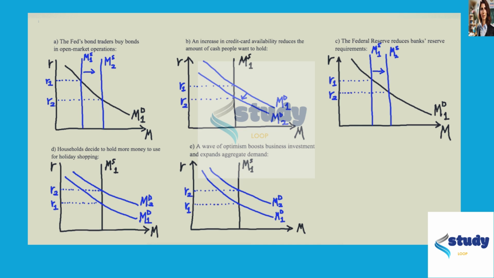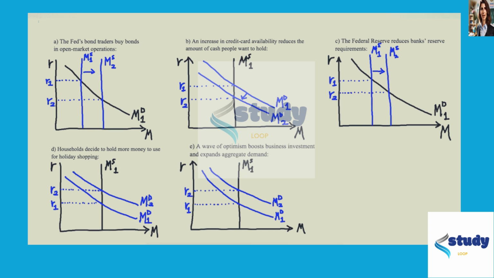All right. Part D says households decide to hold more money to use for holiday shopping. Once again, the answer is very straightforward because we've been given that households want to hold more money. So we know that the money demand curve will shift to the right from MD1 to MD2. And since money becomes more wanted in this economy, think about it as a more scarce commodity, the interest rate will have to increase from R1 to R2.